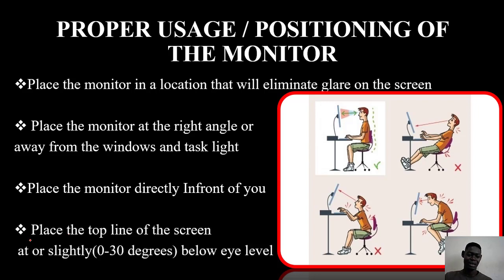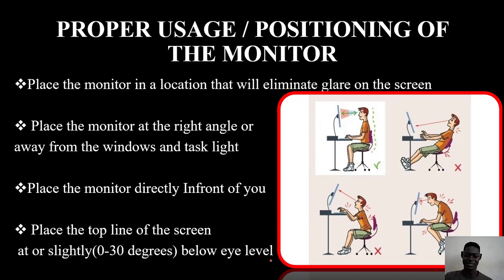Place the top line of the screen at or slightly 0 to 30 degrees below eye level. That's how the monitor should be placed. The top line of the monitor, or the top line of the screen, should be slightly 0 to 30 degrees below eye level so that you will not be stretching your neck, leaning backwards, or pulling your head up or down to see what is on the monitor.